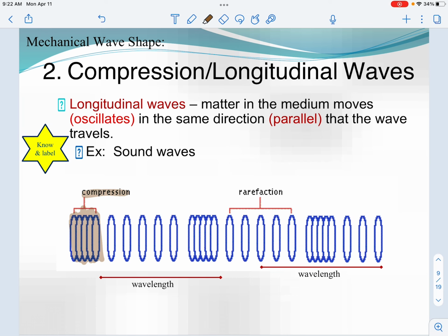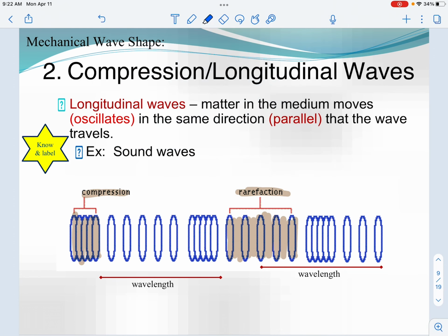The alternate part of the wave you can see is spread out. So here we have our molecules that are much farther apart. And so this is the relaxed or spread out part of the wave, and that we are going to call rarefaction. It comes from a Latin root, I believe, that means to be spread thin. So my two parts, instead of a crest and a trough, they're going to be a compression and a rarefaction.